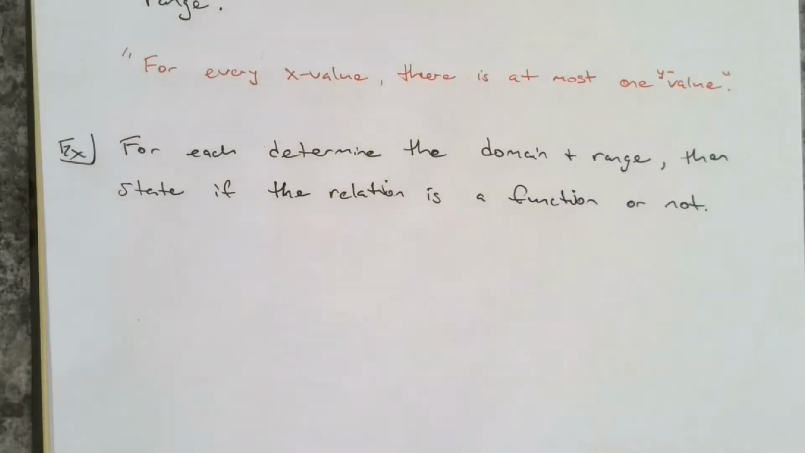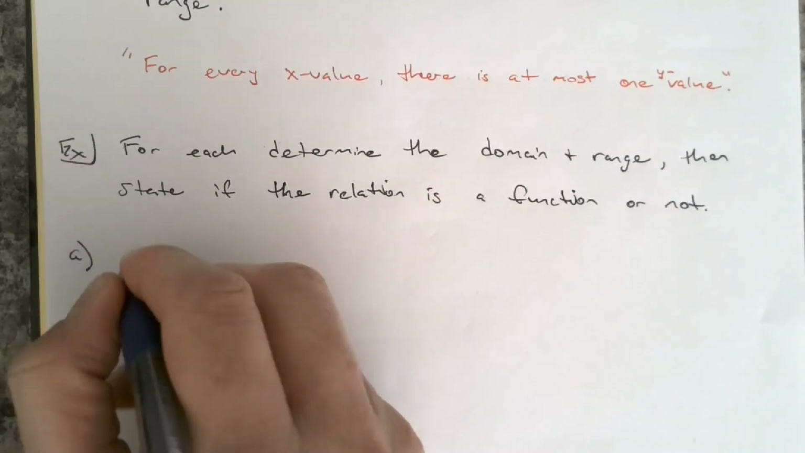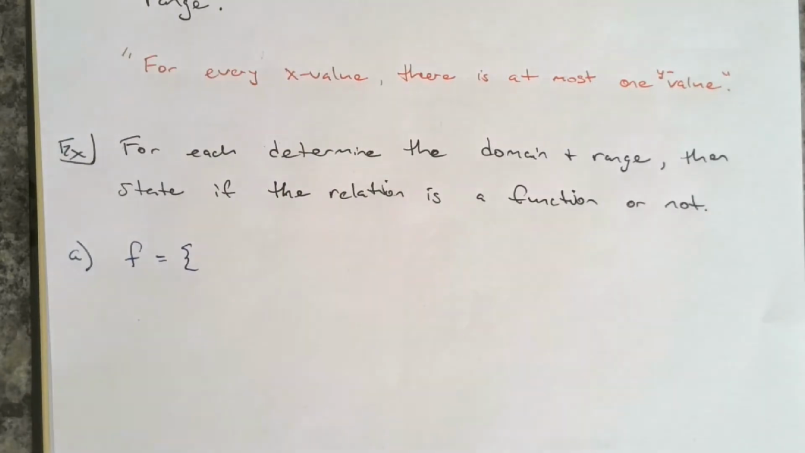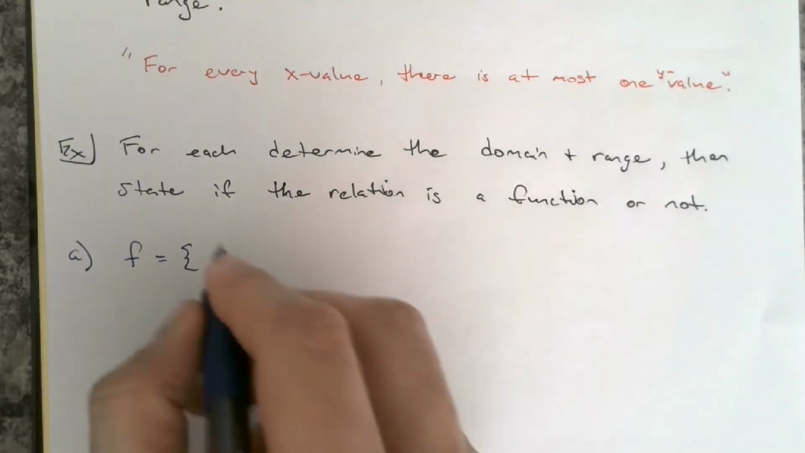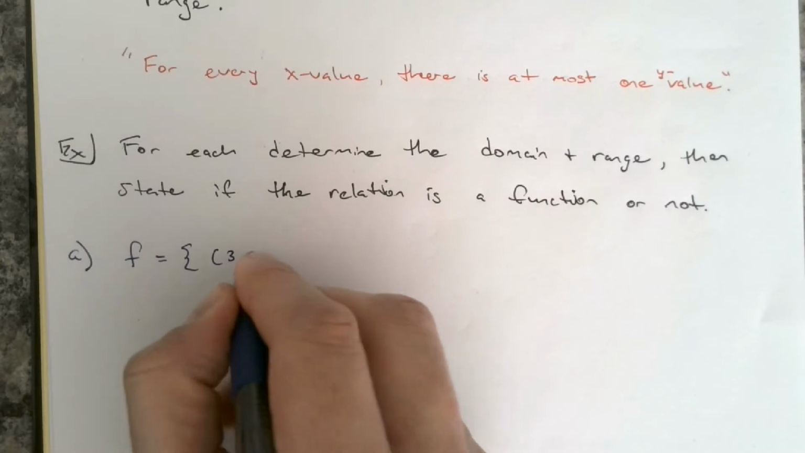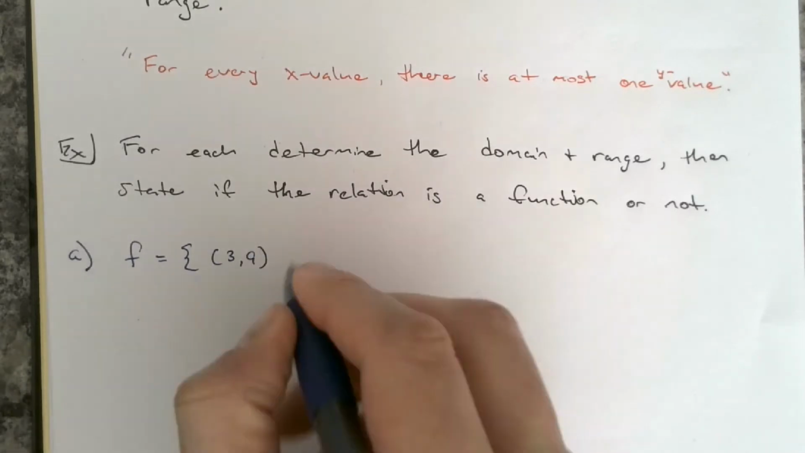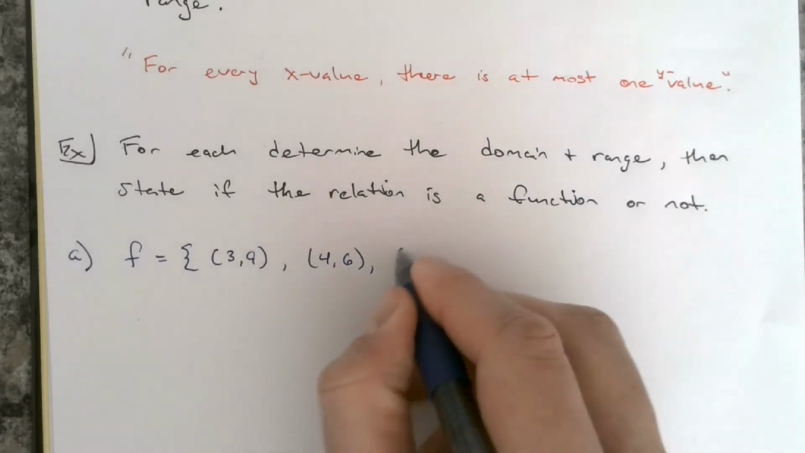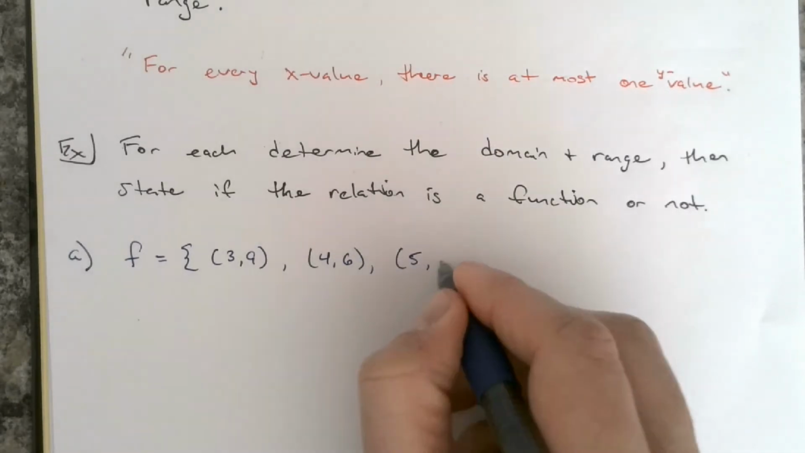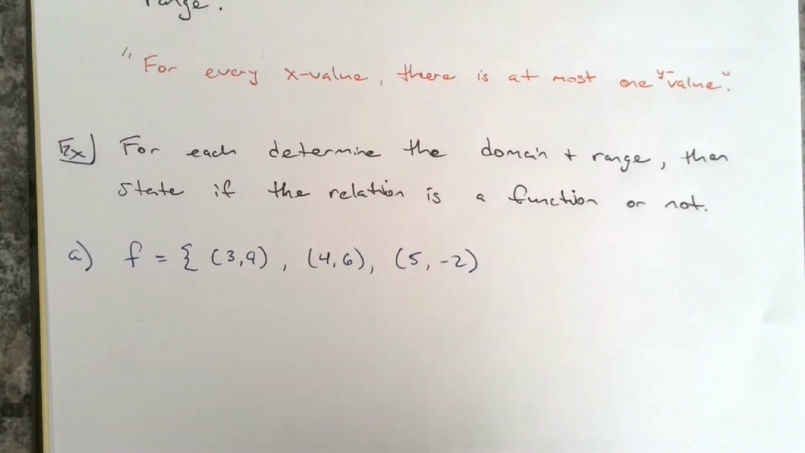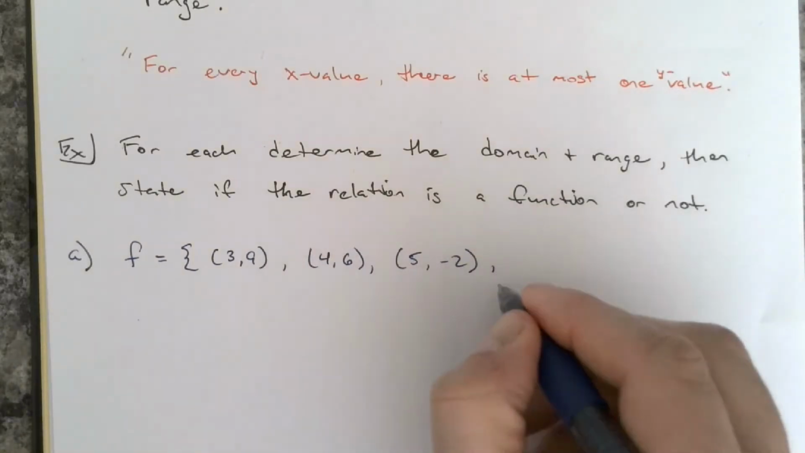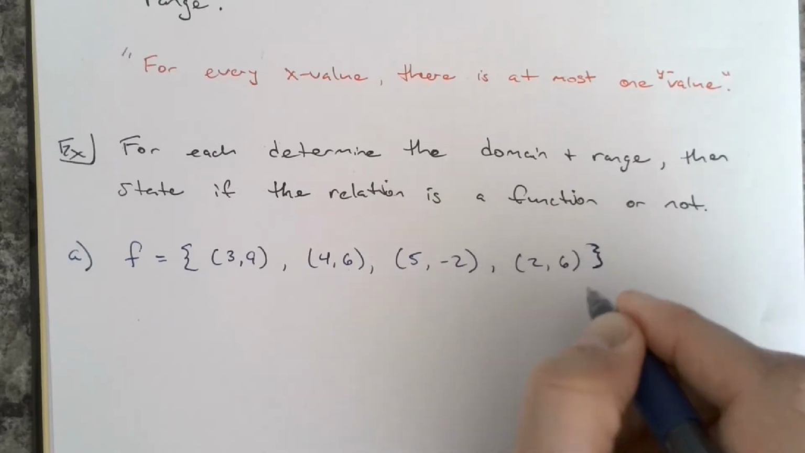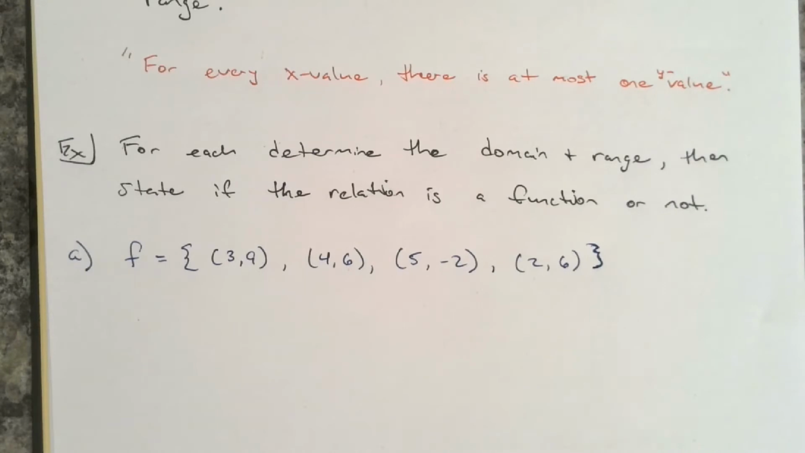So taking a look at the first one, if I said f equals, so f is just the name of the relation, and curly braces signify we have a set. I'm going to give you a set that contains ordered pairs. The first ordered pair will have 3, 9. The next will have 4, 6. The next one will have 5, -2. And the last one I'll say 2, 6. So this is the set that contains these 4 ordered pairs.